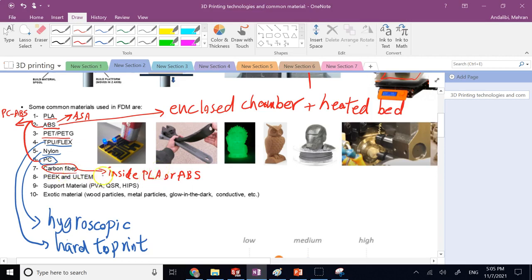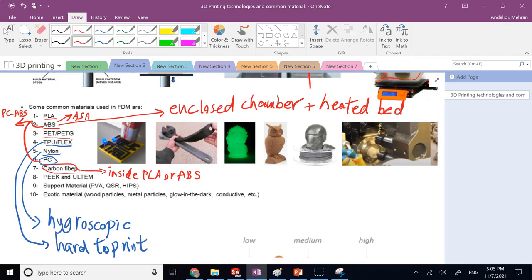And you print that, and that gives the parts a very high strength, at the same time very light weight, and you can use it for functional parts which are under stress, yet you don't want them to be very heavyweight, like parts of bicycles and so on. So this is an interesting plastic.